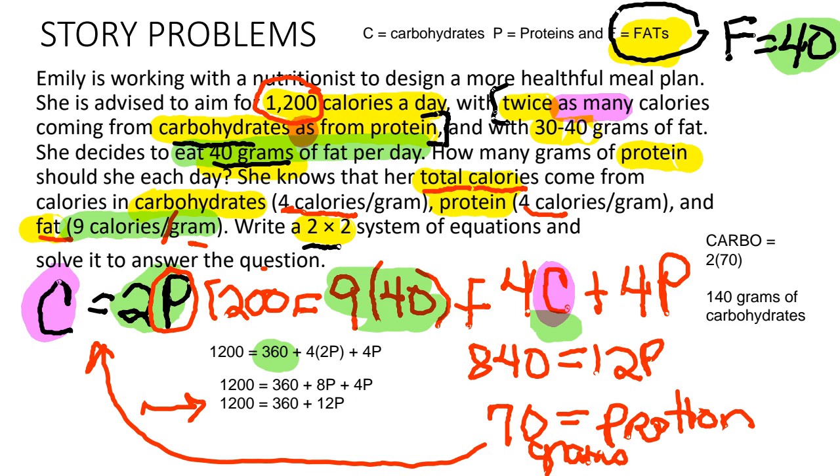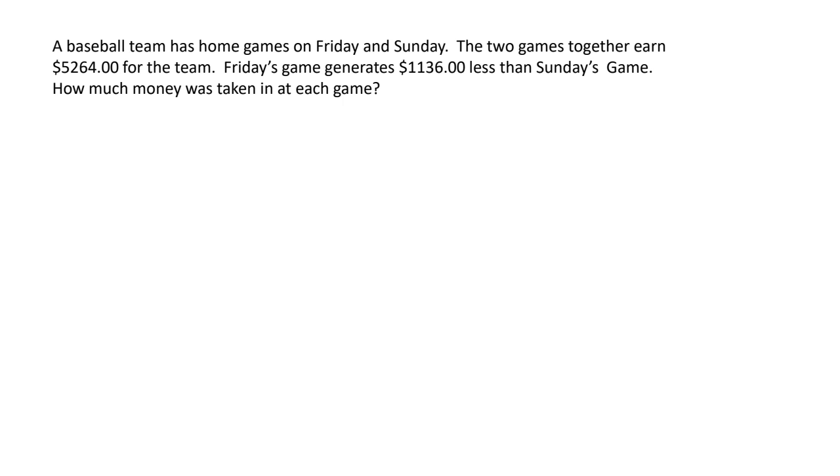Now, let's take a look at this one. Okay, this one, not a nice one. Okay, but it's really quite simple. First off, we are being told that we have a baseball game. A baseball team has home games on Friday and Saturday. Notice those are two nouns.